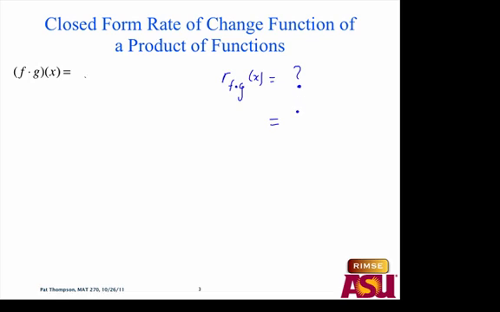f of x plus h times g of x plus h. Okay, all right, so you're one step ahead. That's good. But just for everybody else, what would it be? f times g of x plus h, minus f times g of x, over h.